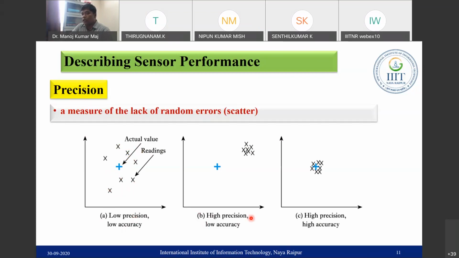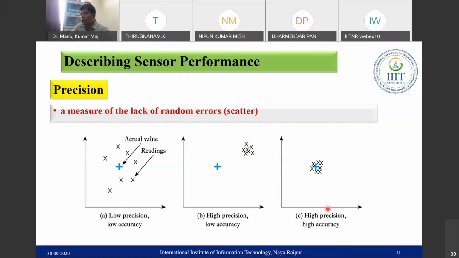If we come to high precision and low accuracy, we can see that all the measured values, whatever readings there are, are nearly equal to each other. So they are concentrated in a certain range. This is called high precision. But the actual reading and your measured readings are very different, so it is called low accuracy. This kind of measurement can be called high precision and low accuracy.